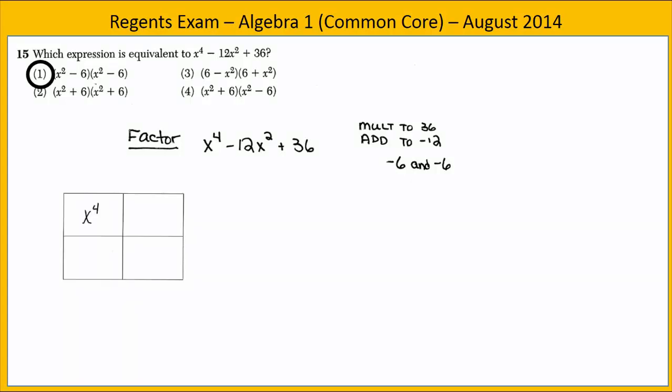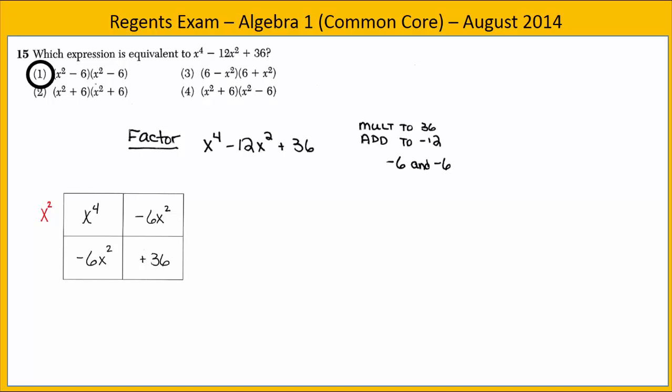We place the x to the 4th in the upper left-hand box and the plus 36 in the lower right-hand box. We use the minus 6 and the minus 6 to replace our negative 12x squared. Because the original term was x squared, we'll attach an x squared to each of those numbers. Now we factor the greatest common factor across the top. The greatest common factor of x to the 4th and minus 6x squared is x squared. Use multiplication to fill in the rest of the positions.